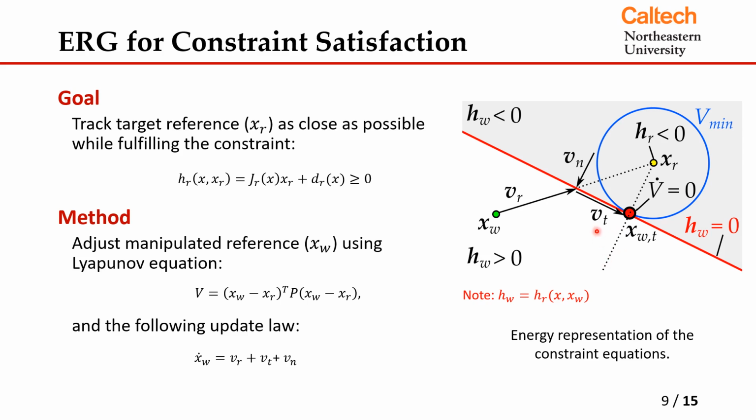We have some update law here, represented by VR, VN, and VT. VR basically tries to get to the target reference straight, but once it gets to this boundary, it wants to slide sideways to the nearest point to this reference. We simply use some sort of Lyapunov formulation to achieve this, and more detail can be seen in the paper.